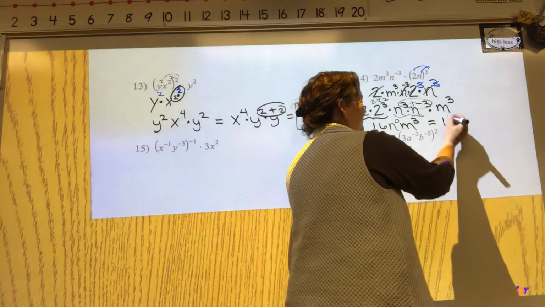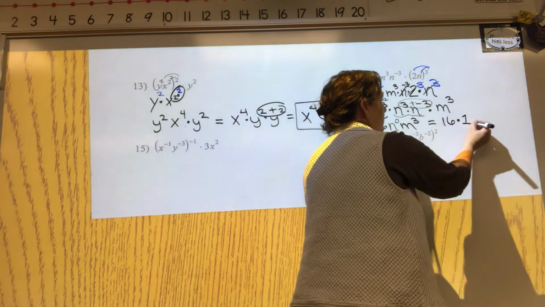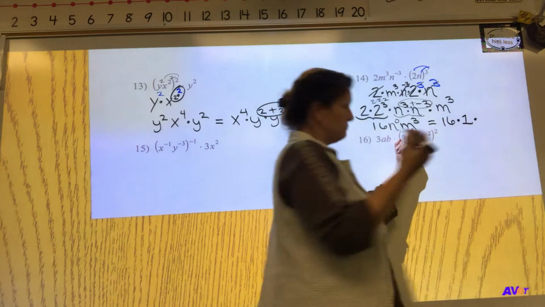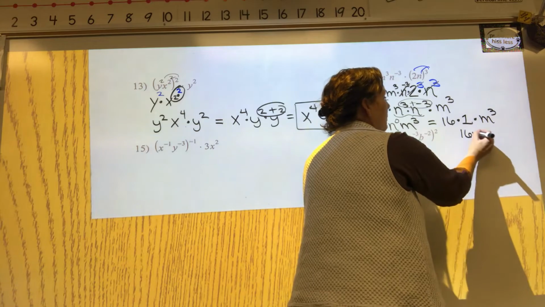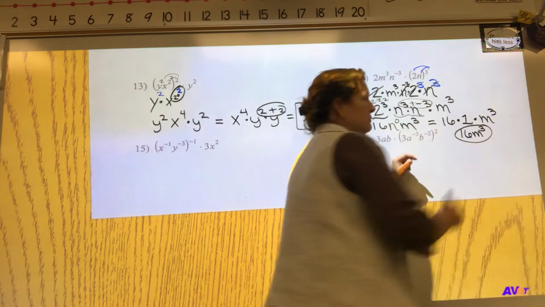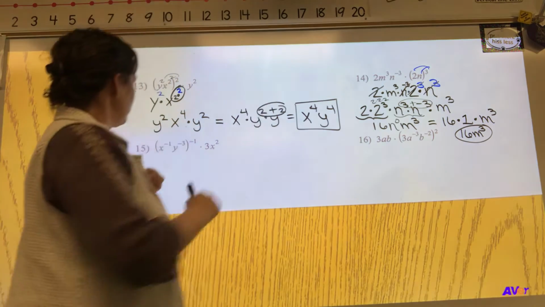Okay, so we have 16. Anything to the power of 0 is 1. And n to the 3. Cool. 16 times 1 is 16, and we have m^3. Great. Good job. Is that what you got? I hope so. We got 2 left.